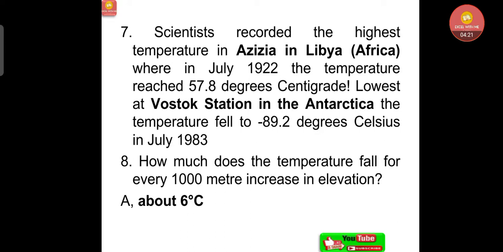Next question, scientists recorded the highest temperature in Azizia in Libya, at present that is in Africa, where in July 1922 the temperature reached 57.8 degrees centigrade, and lowest at Vostok Station in the Antarctica, the temperature fell to minus 89.2 degrees Celsius in July 1983. Next, how much does the temperature fall for every 1000 meter increase in elevation? That is about 6 degrees Celsius.